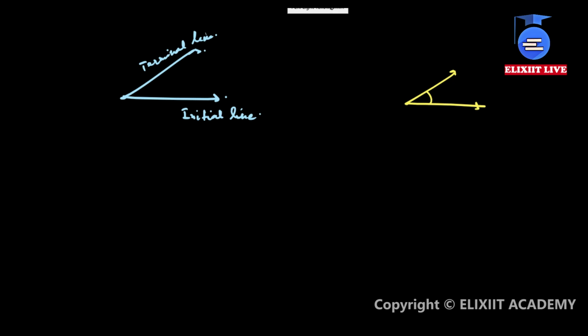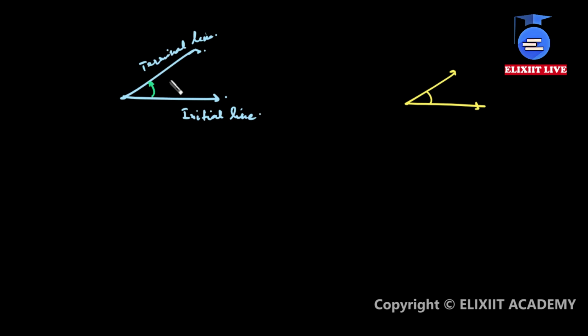I'll start with the very basics and then keep increasing the level as I go. So the initial line and terminal line create an angle, and here the angle is always considered in the anti-clockwise sense. If you ask why it is anti-clockwise and not clockwise, it is also considered in the clockwise sense, but in general we consider the angle in the anti-clockwise sense. It is a standard convention. There is no certain proof for this; it has already been defined.